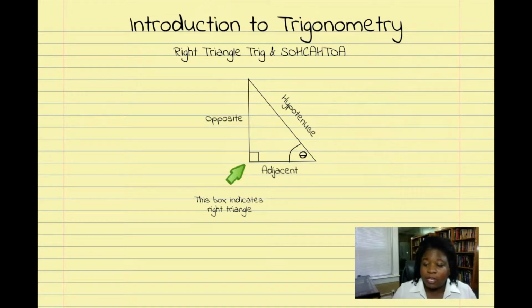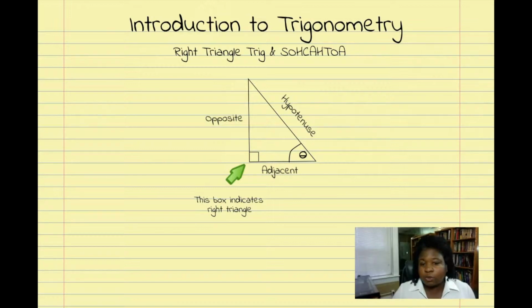Why do we call it theta? I don't know. I think math teachers just think it's cool to use Greek letters in math. Whatever, it's theta. Think of it like x in regular algebra. This is an unknown angle.